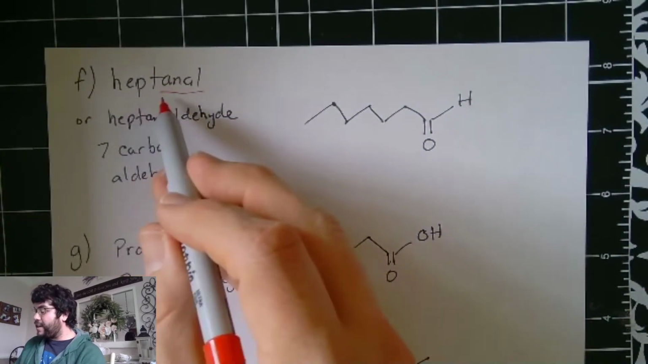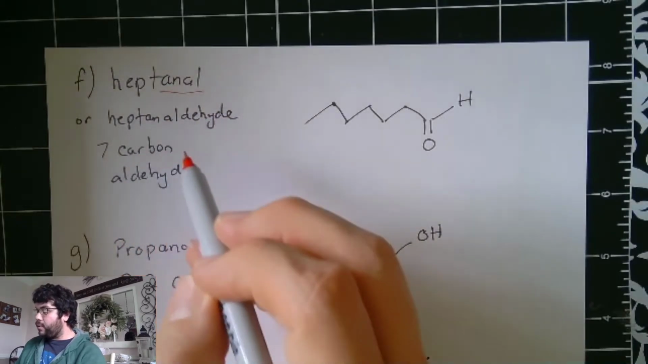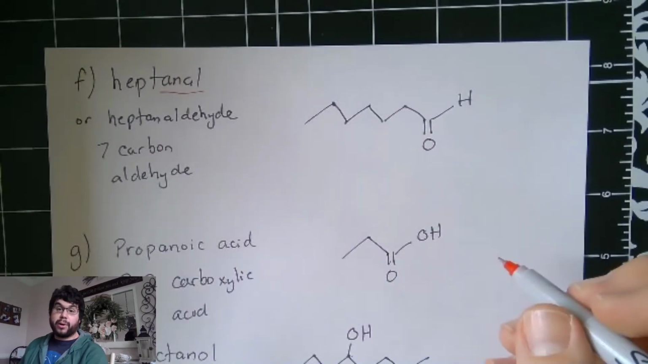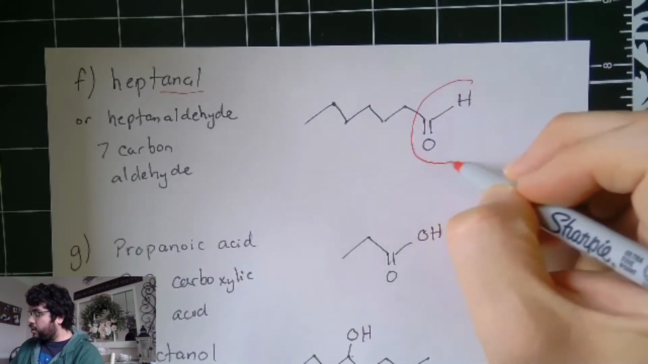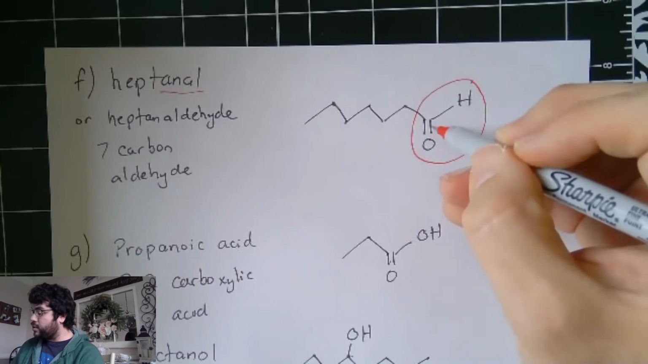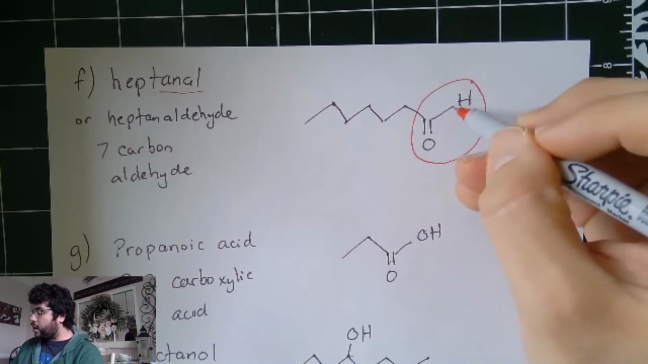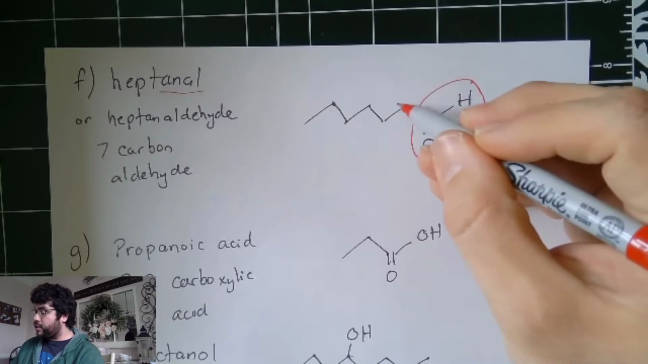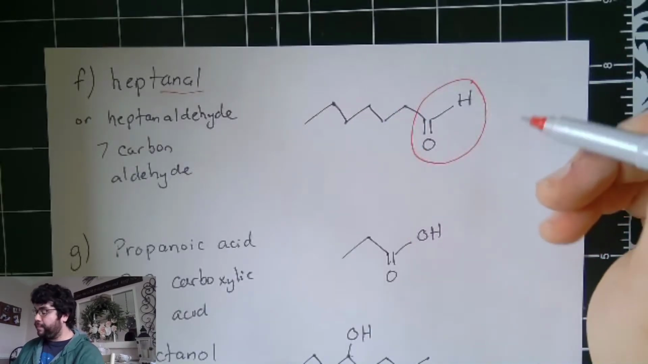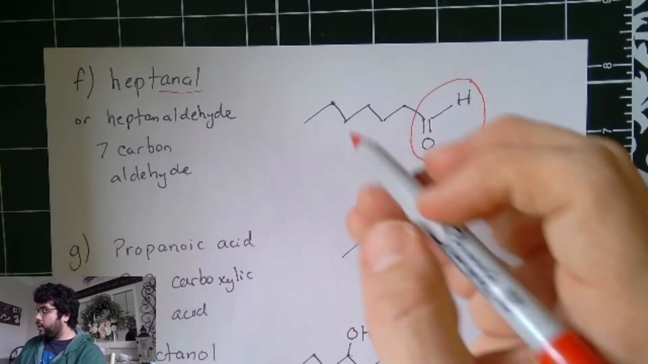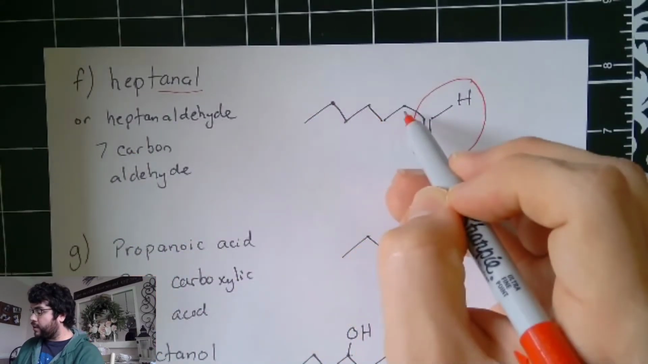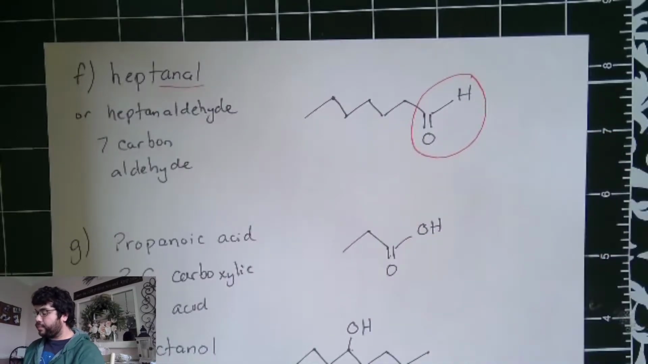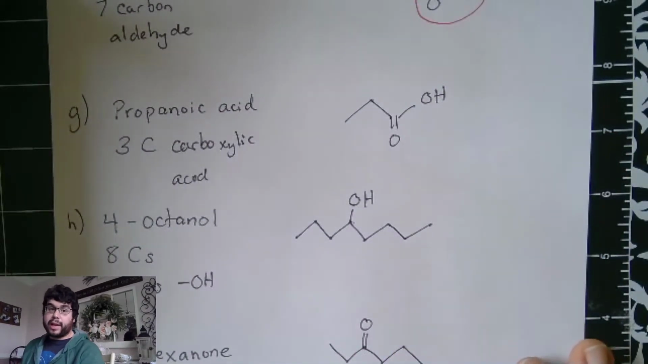So heptanal is a 7-carbon structure. So hep meaning 7, and it's an aldehyde. An aldehyde, remember, is this kind of functional group. You have a double bonded oxygen to a carbon, and then off of that carbon is just a hydrogen. There's nothing else over here, but on the other side of the carbon you have the rest of the compound. So heptanaldehyde, you're going to have 1, 2, 3, 4, 5, 6, 7 carbons, and then double bond oxygen, and then the hydrogen. G, propanoic acid.